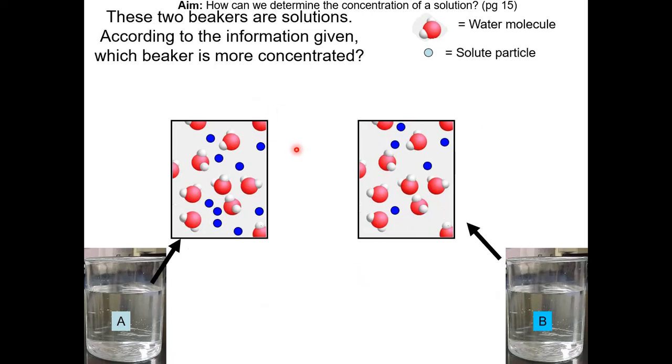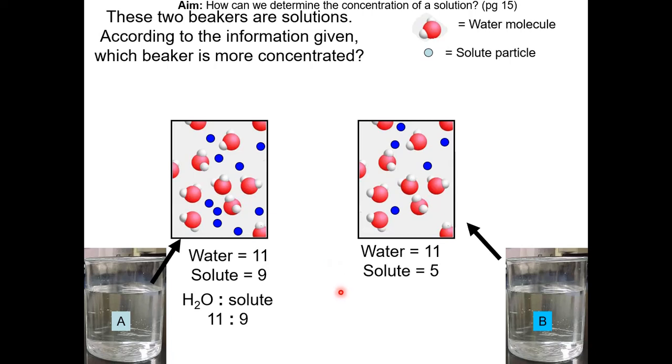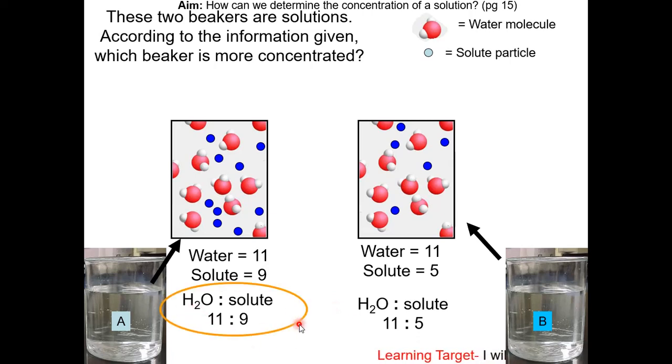In the second scenario, we're first going to count the number of water molecules and solute particles. So in solution A, there are 11 water molecules and 9 solute particles, so the ratio between the water and the solute is 11 to 9. In solution B, the number of water molecules is 11 and solute particles is 5, so the ratio between water and the solute is 11 to 5. Since solution A has a higher ratio, it is more concentrated than solution B.